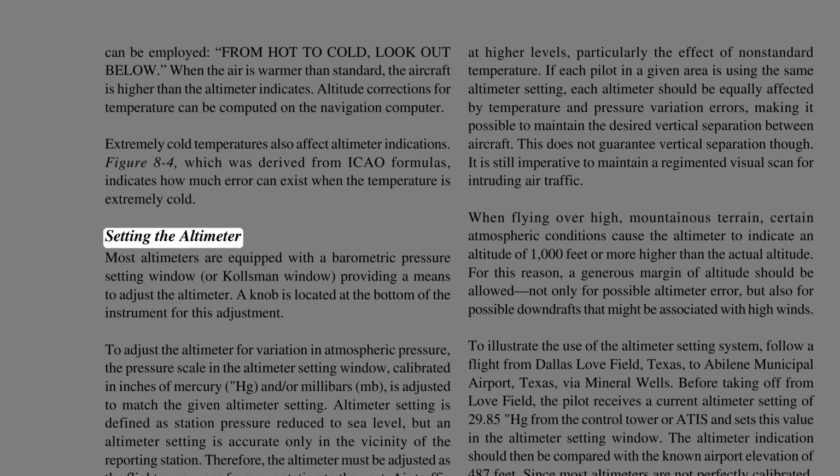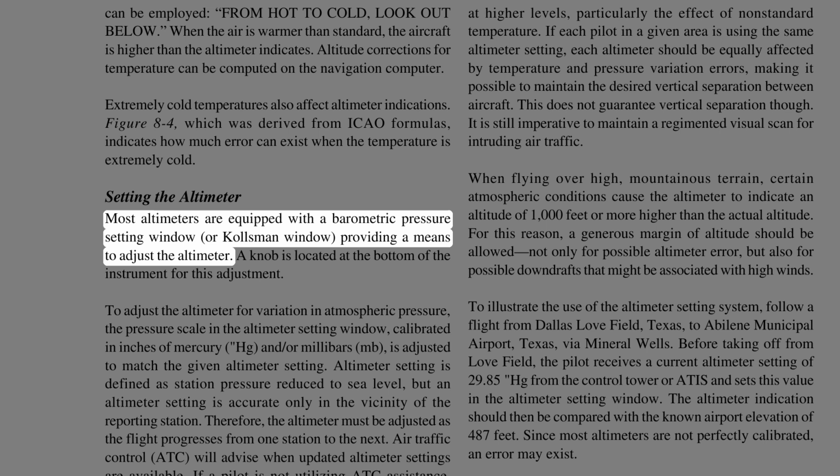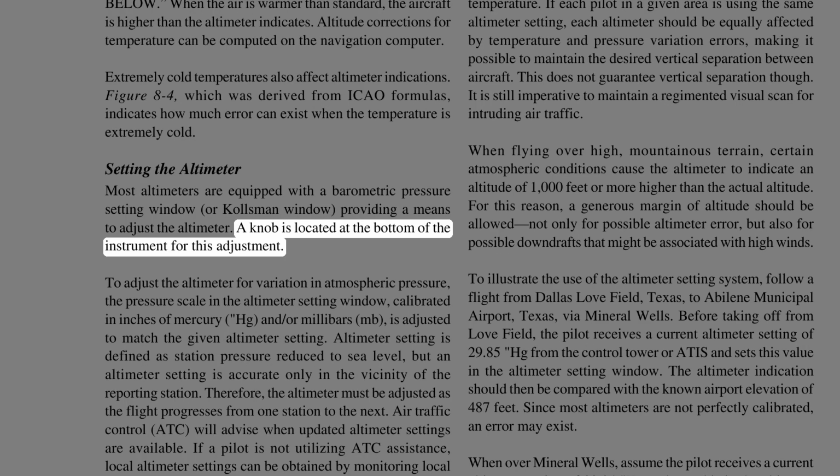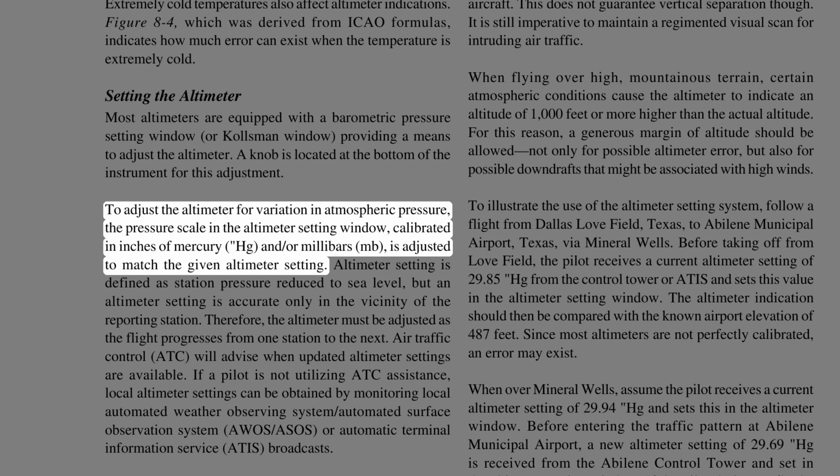Setting the altimeter. Most altimeters are equipped with a barometric pressure setting window, or Kollsman window, providing a means to adjust the altimeter. A knob is located at the bottom of the instrument for this adjustment. To adjust the altimeter for variation in atmospheric pressure, the pressure scale in the altimeter setting window, calibrated in inches of mercury, Hg, and/or millibars, MB, is adjusted to match the given altimeter setting.